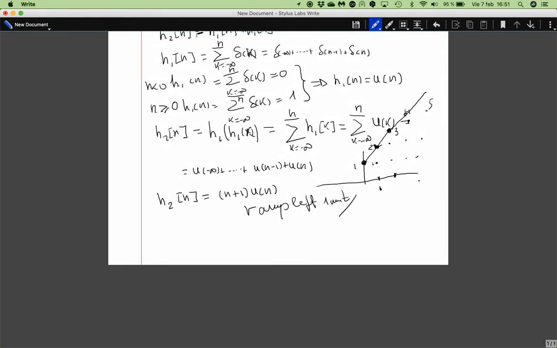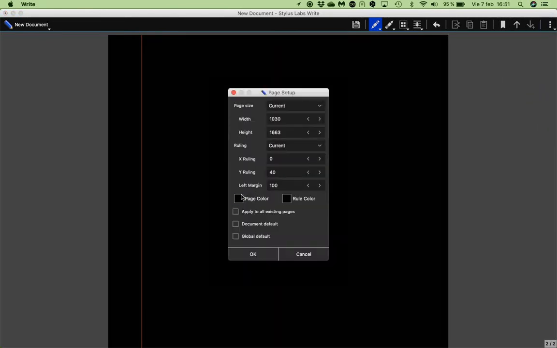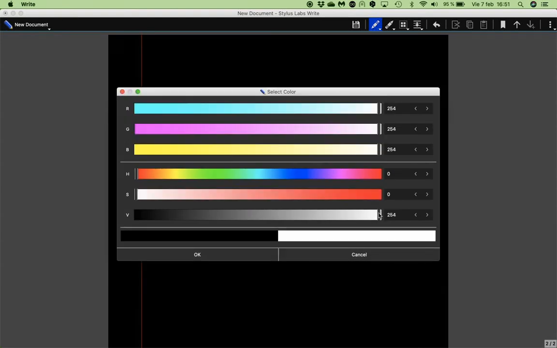So now that we have h2, we are in a good position to calculate. Let's add another page. Changing the color, sorry. I'm going to change the color of the page. It should be white here.